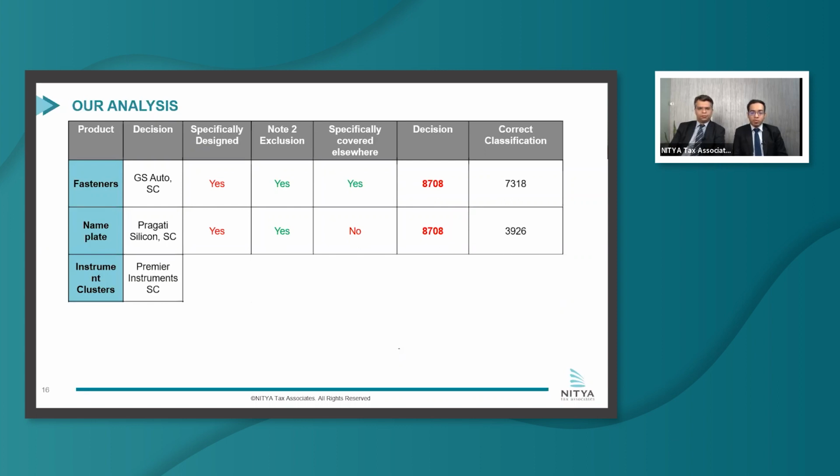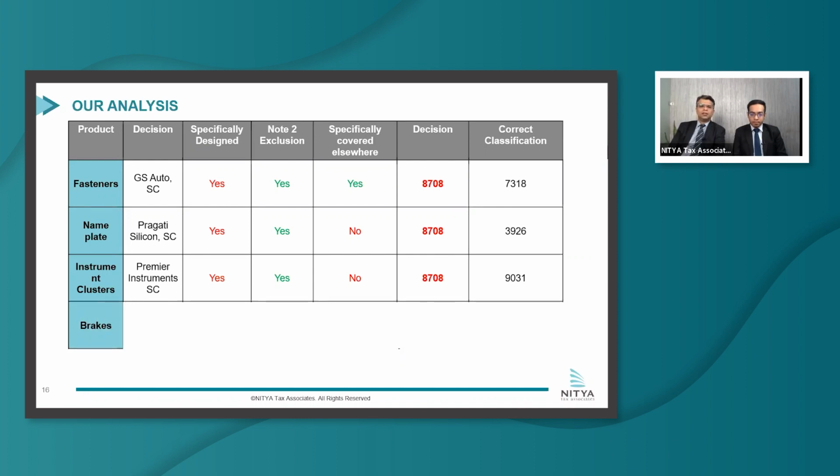In Premier Instrument, the Supreme Court discussed similar tests and laid down the classification as 8708 only. In this case also, since these instrument clusters are covered, not by name but by principle, under heading 9029, exclusion was there under Note 2 of articles covered under Chapter 90. These should have remained under 9029 only.